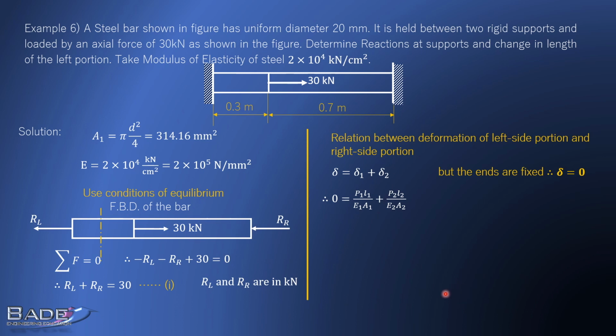So take a section on the first part and add forces on any one side. So if you add left hand side, there is RL pull. So force on the first part is RL pull.